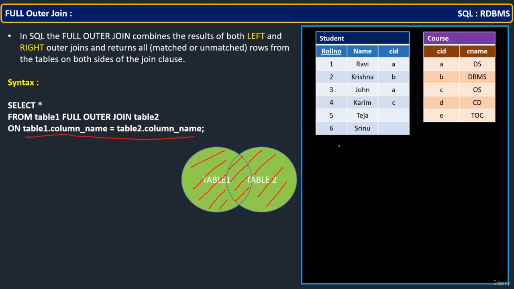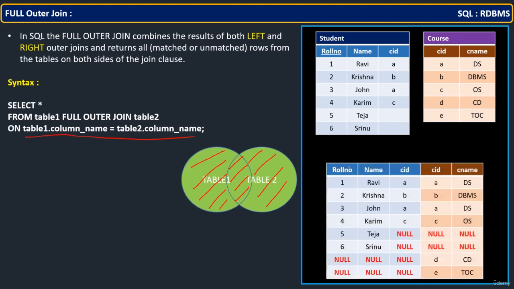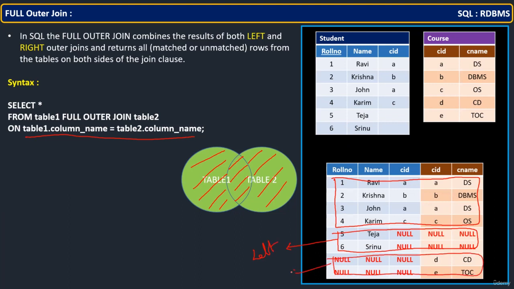If you observe the output here, this part is the matched section. This part is from the left side table, and this part is from the right side table, unmatched. So all together are coming in the output. Now let us observe this in MySQL.